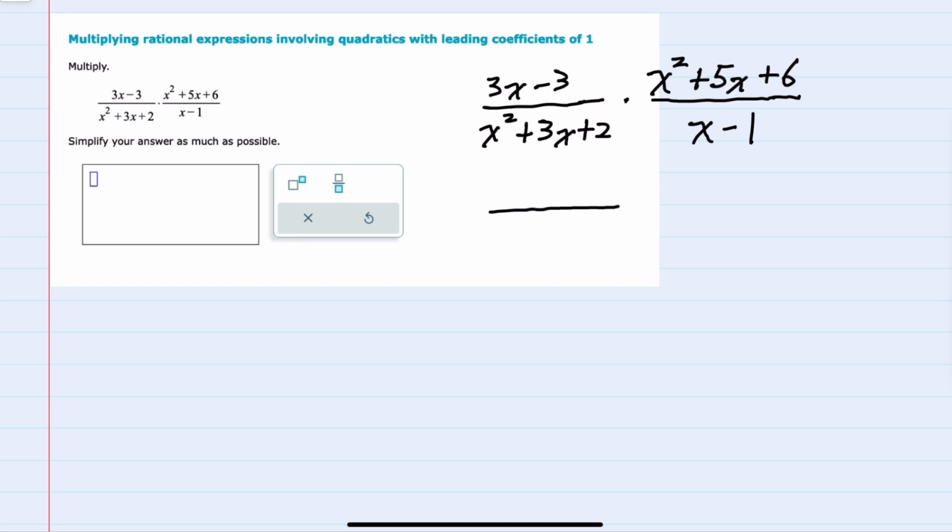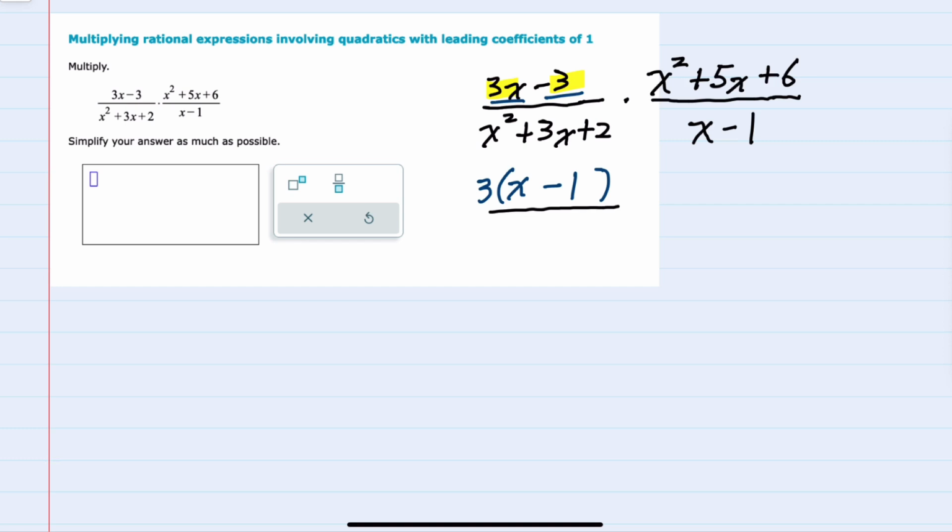Starting with this first expression in the numerator, I can see that for this binomial, the first term and the second term have a common factor of 3. So I can factor out a 3 from that expression. From the first term, I would be left with just the x. From the second term, if I factored out a 3, it has the same effect as dividing by 3, leaving me with a -1. And of course, we could check this by distributing the 3.